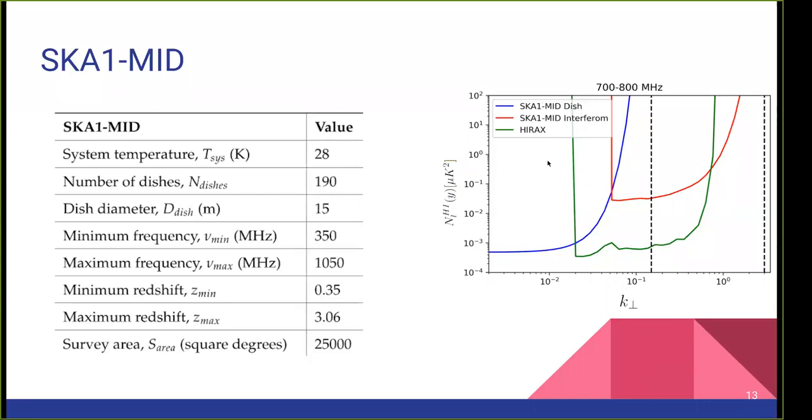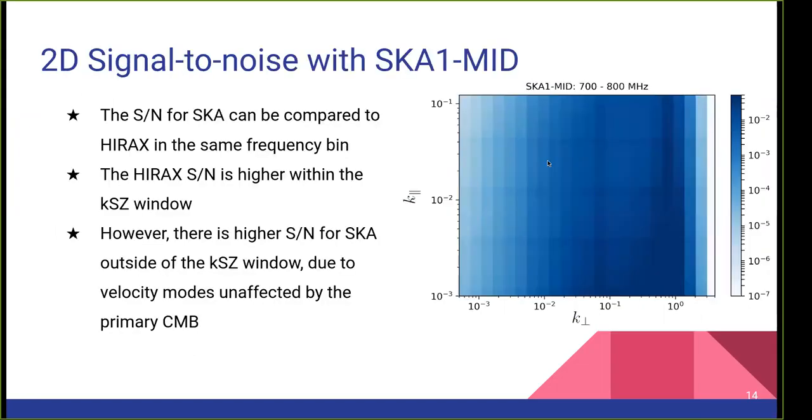You can see that the SKA1-MID dish gives you access to a lot more low K-perp modes than you would otherwise have with HIRAX, and the SKA1-MID interferometer gives you access to a large range of high K-perp modes. So it's quite useful, but the SKA noise is also quite a bit higher than HIRAX within the KSZ window. The black demarcated regions are the KSZ window, which is the part where the signal to noise is most crucial. So it's difficult to tell how the 2 experiments will compare just based on these noise curves. We can also consider the 2D signal to noise plot with SKA.